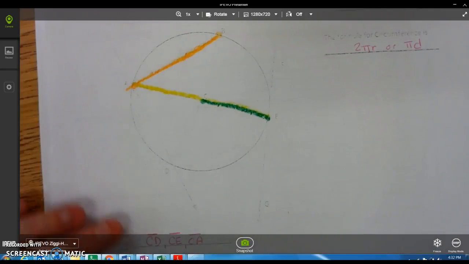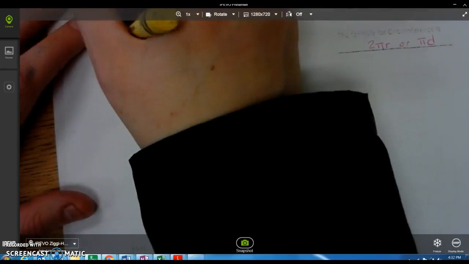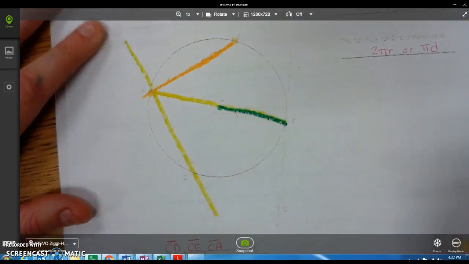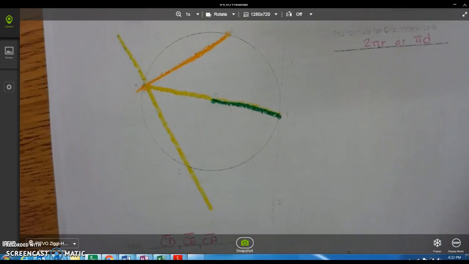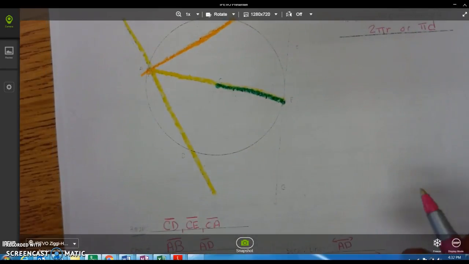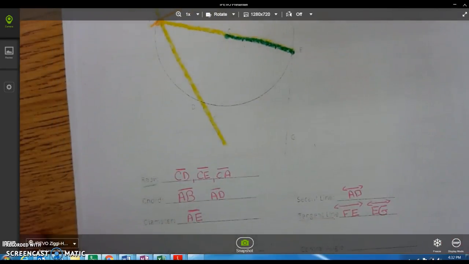This one goes through the circle. That makes it secant. But it still has stuff outside, which makes it secant instead of a chord. Okay?